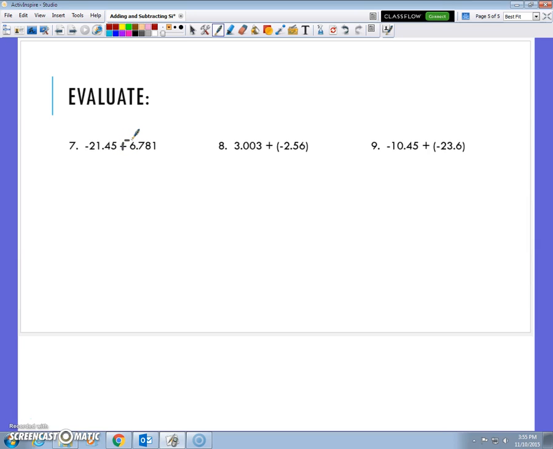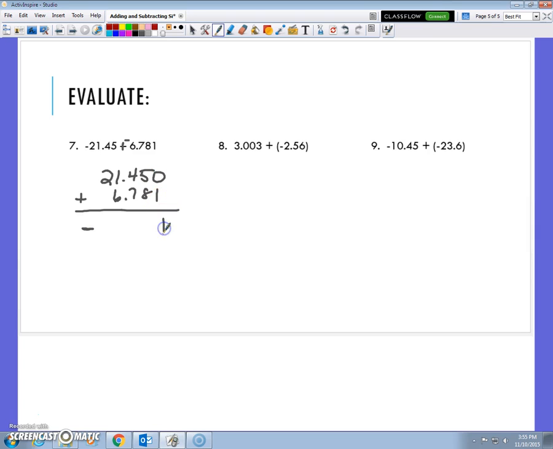So let's take a look here. Same signs add and keep. So I'm just going to add these numbers together. 21.45 plus 6.781. Same signs add and keep the sign. So I just know that my answer itself is going to be negative. I'm going to put a 0 on here for a placeholder. I'm going to add vertically.